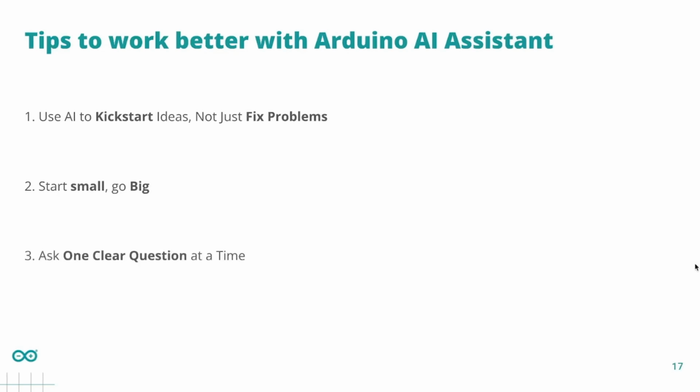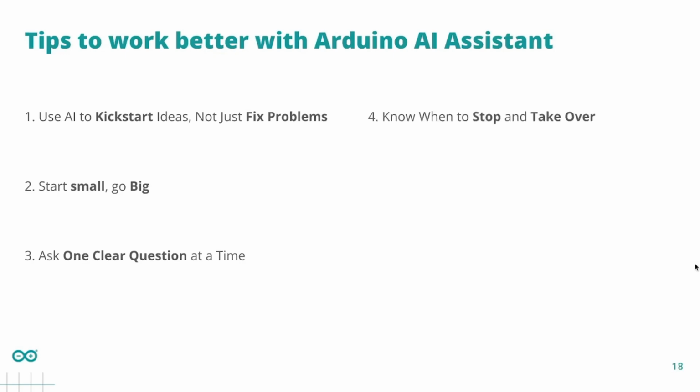Ask one clear question at a time. This is really important, because if your question is clear, the answer will be clear. If you overcomplicate your question, then you will get some issues in the answer that the AI will give you.